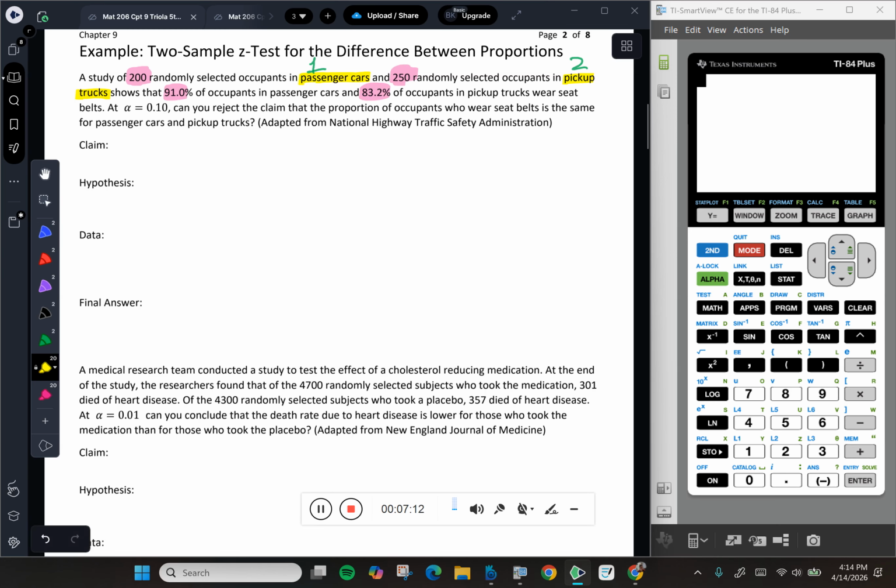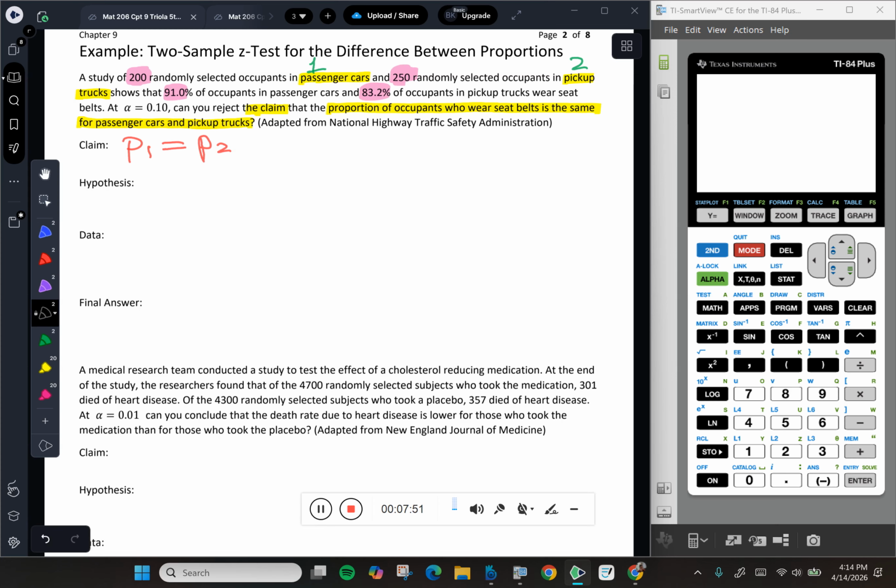All right, I'm going to pick back up at the "at." At a significance level of alpha equals 0.10, can you reject the claim, so here's my claim showing up, that the proportion of occupants who wear seatbelts is the same for passenger cars and trucks? So there's my claim. My claim is literally that cars and trucks are the same when it comes to wearing seatbelts. Or, mathematically, that P1 is equal to P2. The proportion from population 1, passenger cars, is equal to the proportion for population 2, pickup trucks.